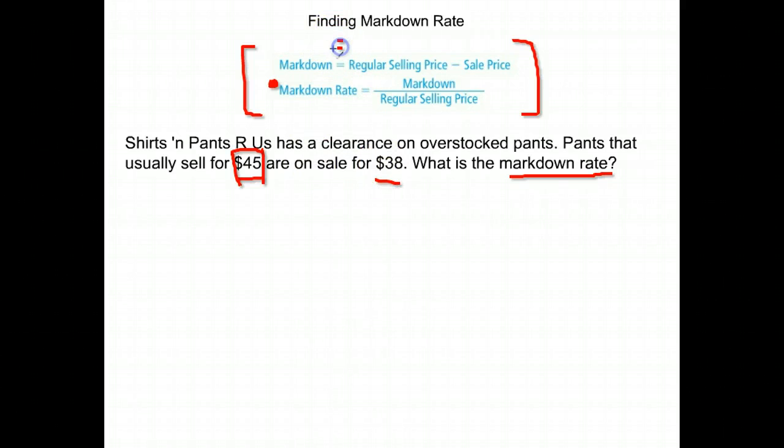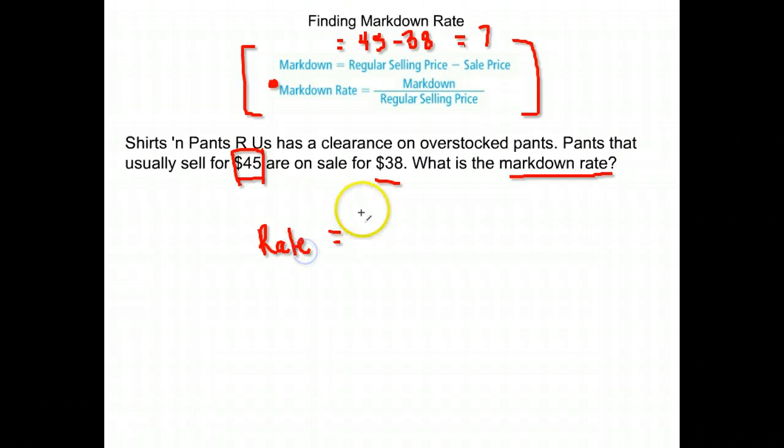So we're going to use this top formula here because the markdown is how much the price has been reduced by. So you take the regular price of the jeans and subtract what it is now, and that will tell you what the difference is between them, or how much they were marked down. So I take 45 minus 38 and I got 7. My markdown is 7, and now I can use that to find the markdown rate.